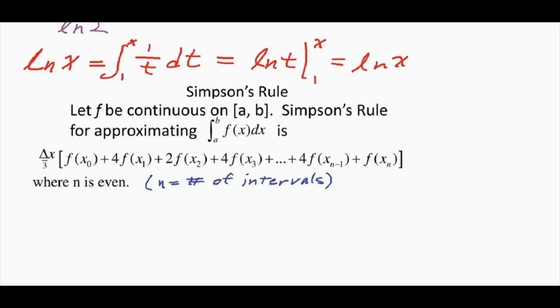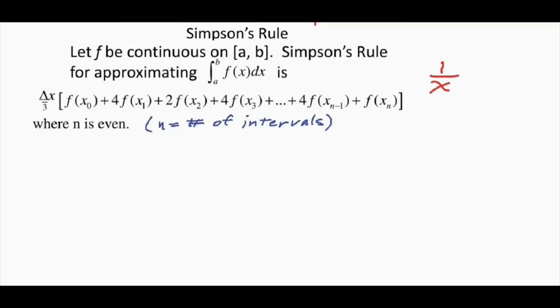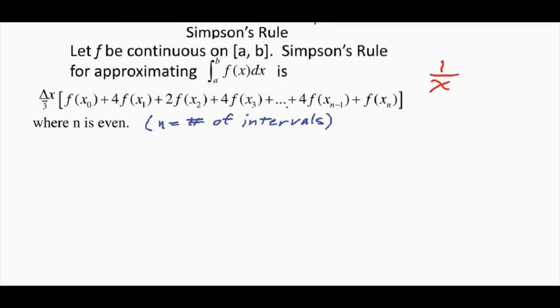So if we do this, this is going to be our f of x. It's a lot easier to deal with 1 over a variable. I'm just going to call it 1 over x here because we don't care about the integral scenario here. So we're just thinking of 1 over x. So we can just forget all of this and use Simpson's rule.